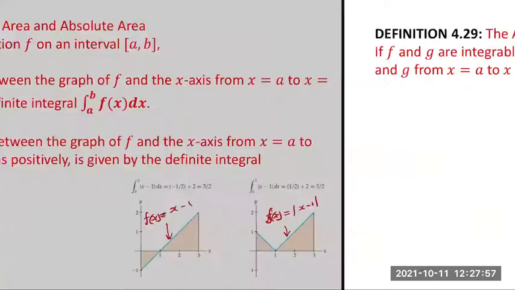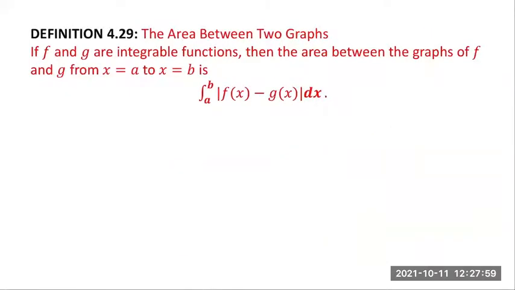Let's move on. Next, we have this definition, the area between two graphs. If f and g are integrable functions, then the area between the graphs of f and g from x equals a to x equals b is given by the definite integral from a to b of the absolute value of f of x minus g of x dx.